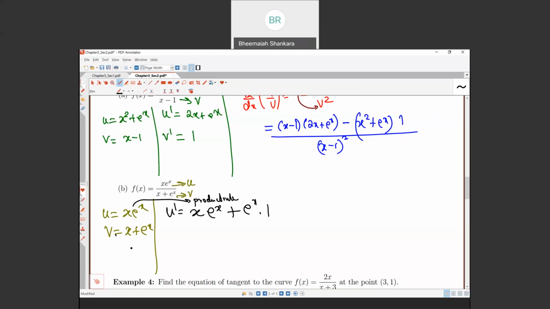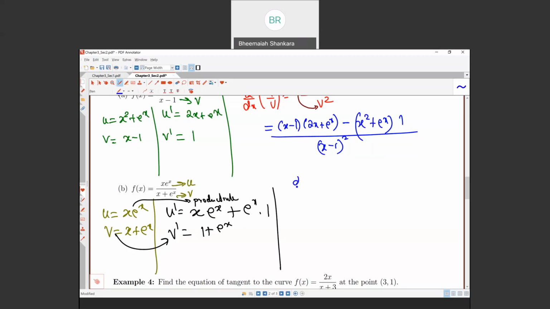And differentiate v, which is v prime, you see a sum of two functions. So this is not a product rule. So this is 1 plus differentiation of x is 1. Differentiation of e to the x is the same, e to the x. Now that you finish differentiating, you're good to plug this back into the quotient rule.